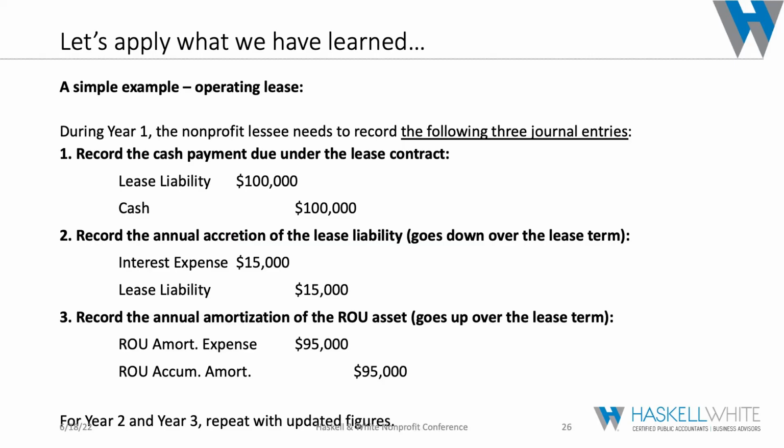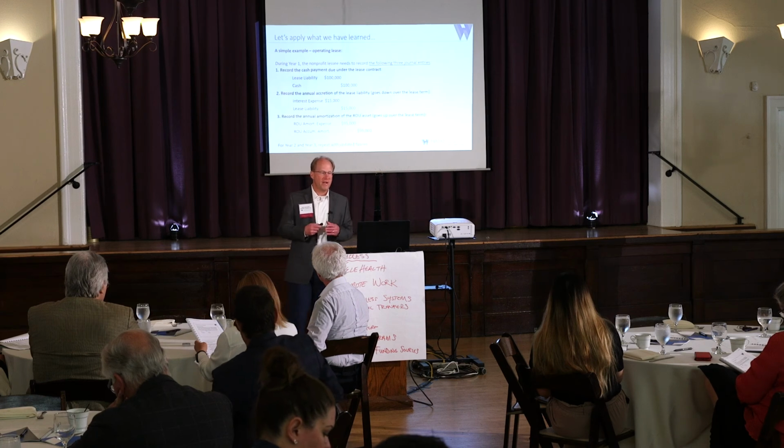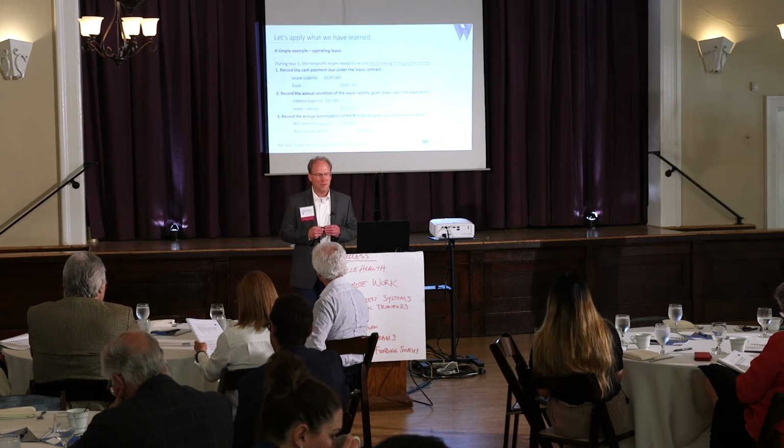Okay? The other thing we have to do is we have to accrete the lease liability, right? Because a year went by, so the lease is a year closer to expiration, so I've got to recognize some interest expense. So I'm going to debit my interest expense bucket and I'm going to credit the lease liability, in this case, call it $15,000.